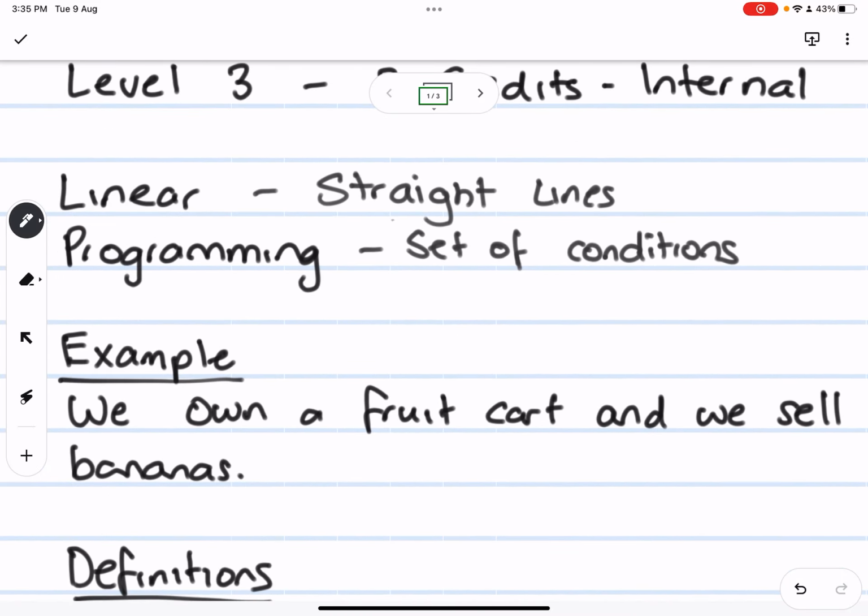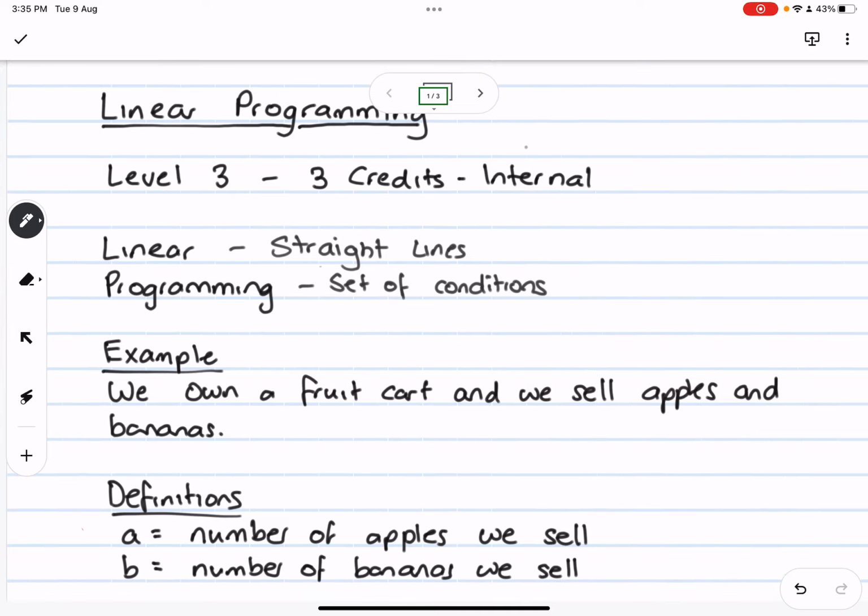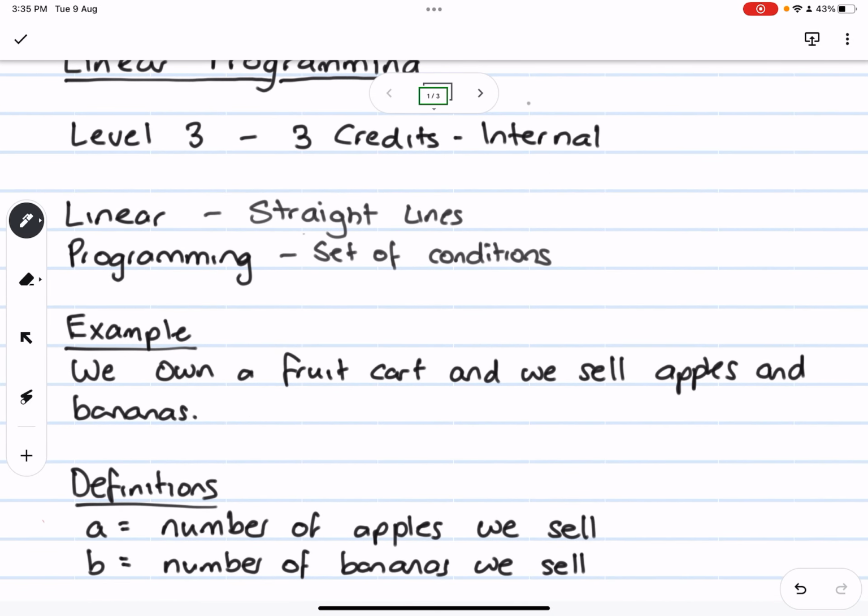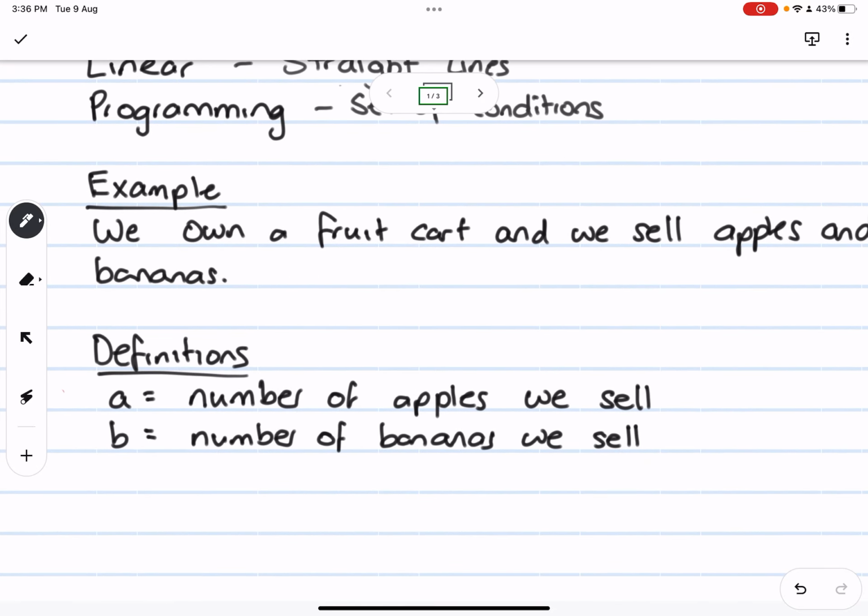In this example, we're going to own a fruit cart and we sell apples and bananas. So we need a couple of definitions to help us out. First of all, A is going to be the number of apples we sell, and B is going to be the number of bananas that we sell. Now, we know from straightforward logic that we can't sell a negative number of apples and bananas. So we know straight away that A has to be greater than or equal to 0 and B has to be greater than or equal to 0 because we can't sell negative.